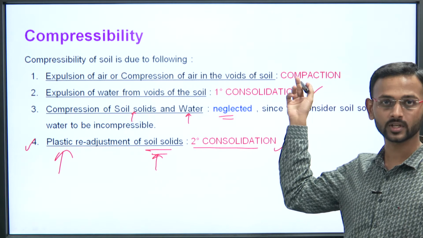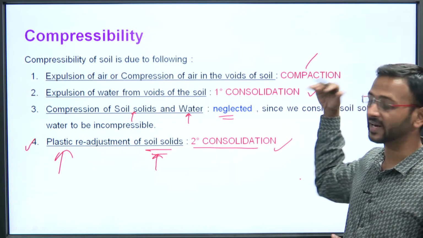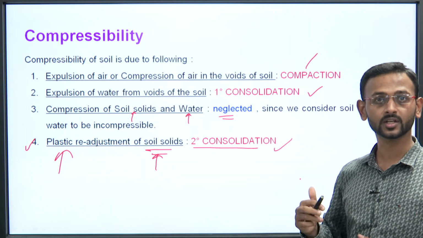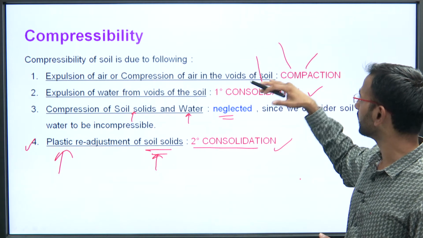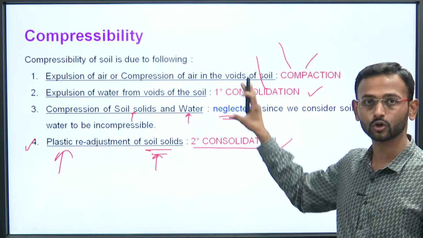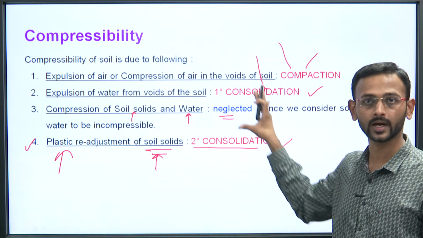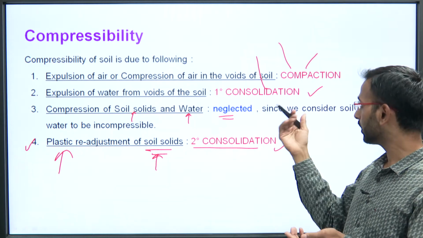Compaction is a mechanical process and 1 degree consolidation is a natural process. So we have already studied the difference between these 2 things. This 1 degree consolidation and 2 degree consolidation comprise the entire consolidation, that is the settlement of the soil which will be taking place.